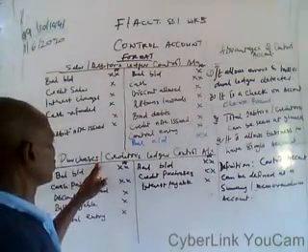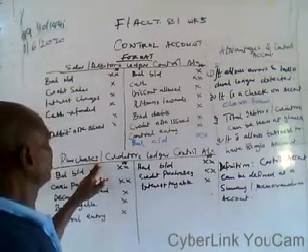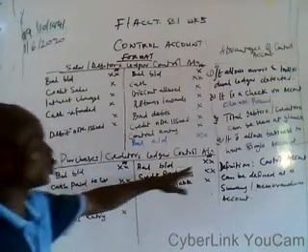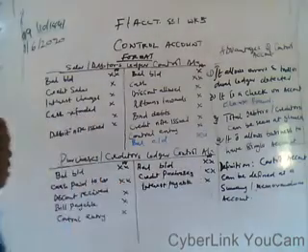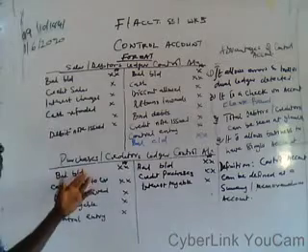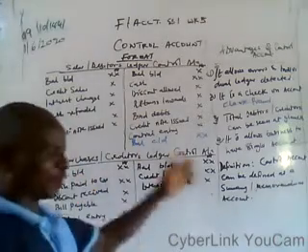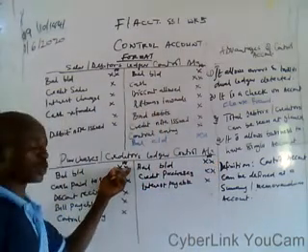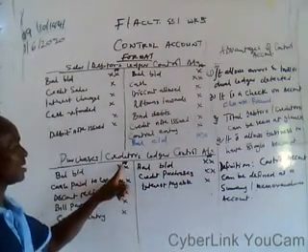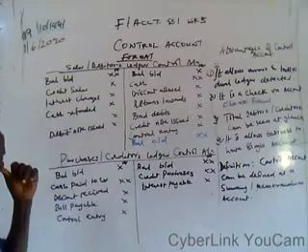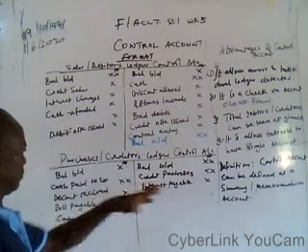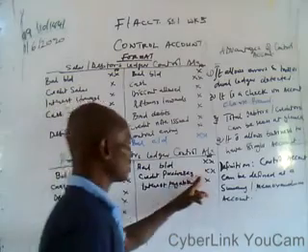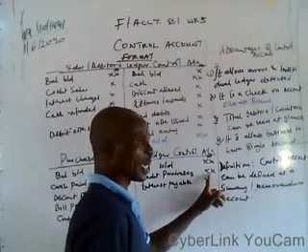Back to this purchase ledger control account, you have the opening balances: the debit balance and the credit balance. The credit balance must be on the credit side, while the debit balance must be on the debit side. And I said this, the total credit purchases must be here.